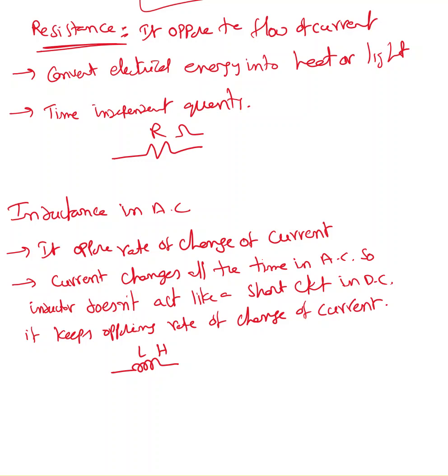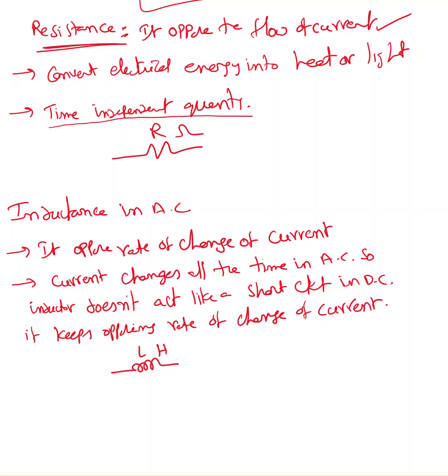So resistance is the same. It always opposes the flow of current, or it converts electrical energy into heat energy or light energy. The property of resistance does not change for AC and DC. It's the same. It's a time independent quantity. So the behavior of resistance is independent of time. It always opposes flow of current, or it converts electrical energy into heat energy.